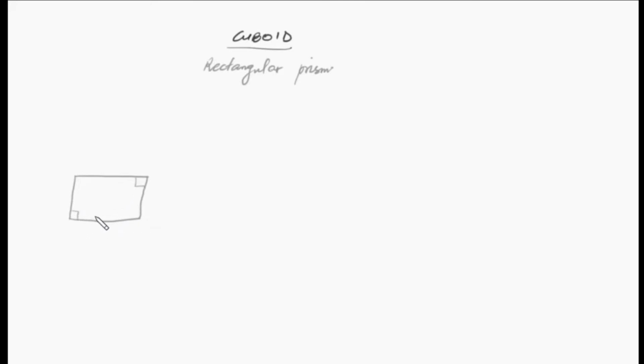Okay? This is a rectangle. Now, when you talk of a rectangular prism, what must come into your mind is that the cross section of that prism will be a rectangle. The cross section of that prism is going to be a rectangle like this. Now, in this case, we have only two dimensions. We have the height and the breadth, or the base.